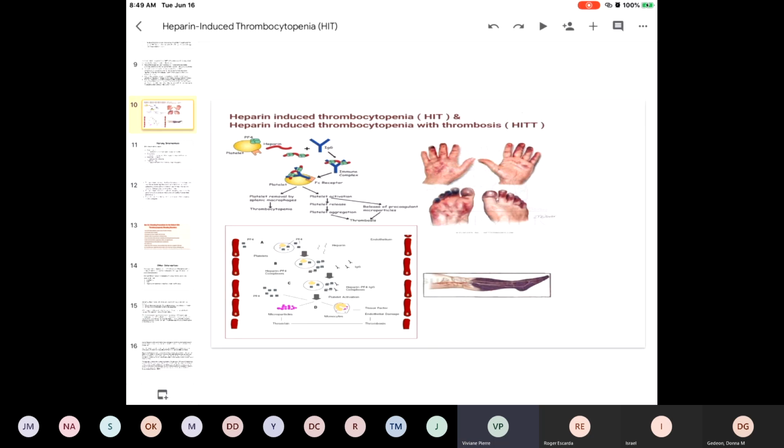This is a picture of a patient with HIT. You see the fingers, how they look, the toes and the leg.